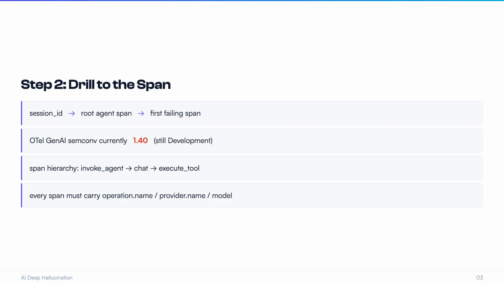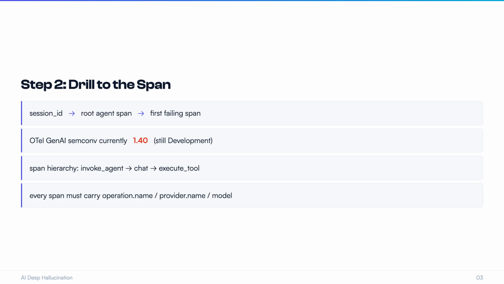Step 2 is locating. Drill from the session id into the root agent span, then into the first failing span. That relies on OpenTelemetry's GenAI semantic conventions. The spec is now at 1.40, still in development status. Once you're inside the span, the order matters. The first error you hit is the root cause.